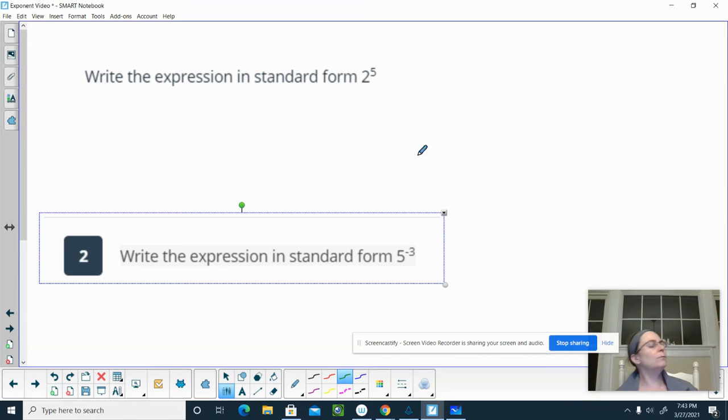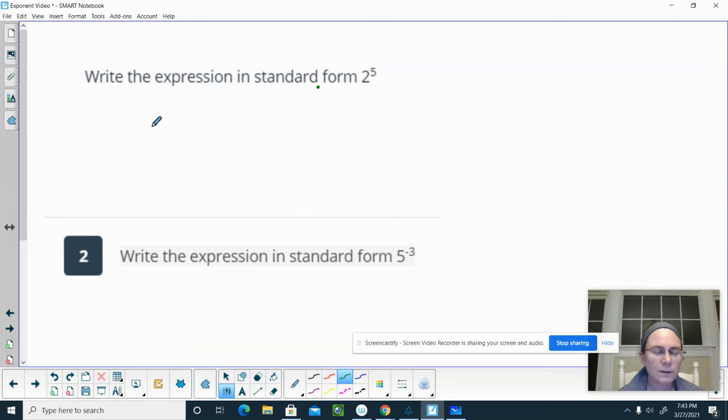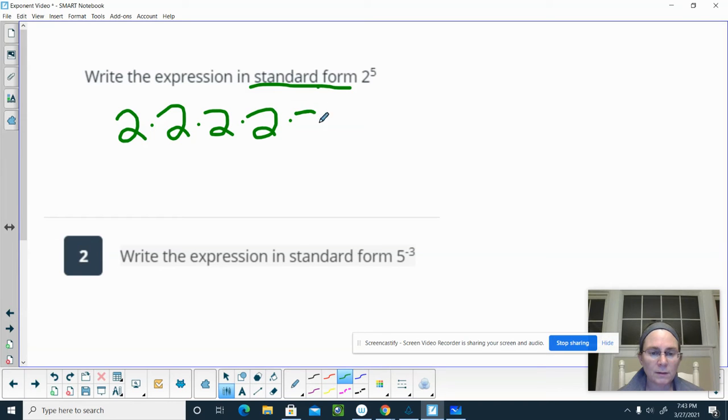All right, I'm going to go through some problems from the quiz here. Write the expression in standard form. Okay, standard form, that is the answer. So 2 to the 5th power would be the same. This is in expanded form. And then you're going to multiply each of these out. And you would get 32.